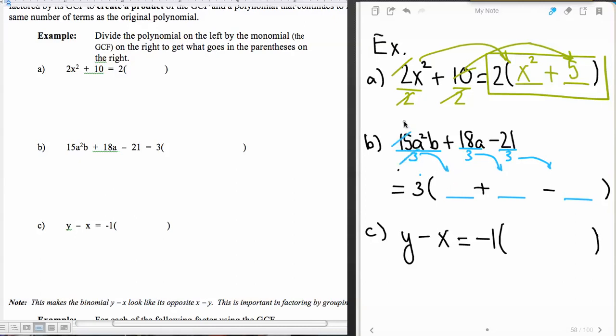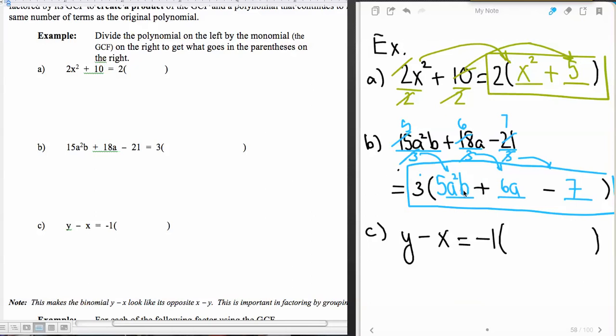3 will go into 15 5 times, so I have 5a squared b. Then 3 will go into 18 6 times, so I have 6a. And 3 will go into 21 7 times, so I'll just have 7 right there. Now you see my new product, and that's what it means to factor. I can always distribute it out and check if it equals the original, and that tells me if I've done it correctly or not.